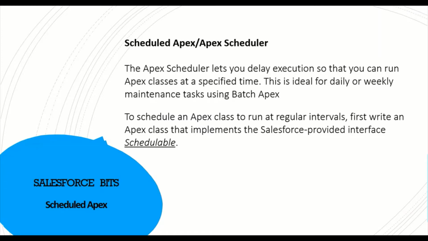So to schedule, you first have to write an Apex class that implements Schedulable. This is one way. You can create a class with the Schedulable interface and then write an execute method and write your logic. Or else, if you have any other classes, just call that class by creating this Schedulable interface. We'll see that later in detail.